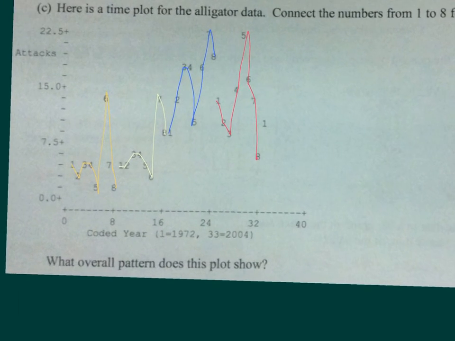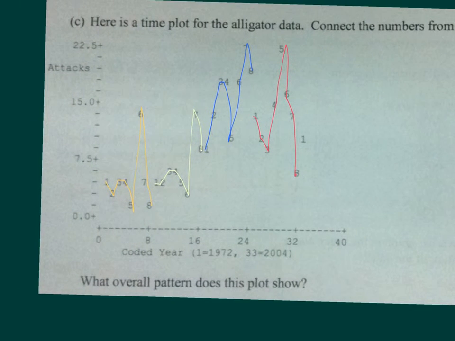What overall pattern does this plot show? When you're doing it, what I actually have here is both an overall graph and 4 individual graphs. All right, what do we notice?